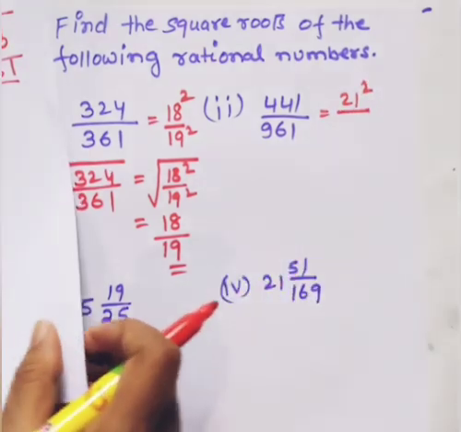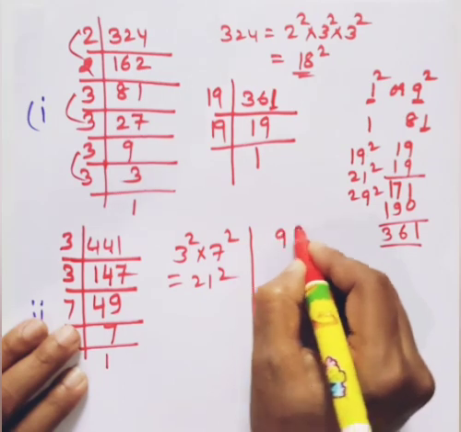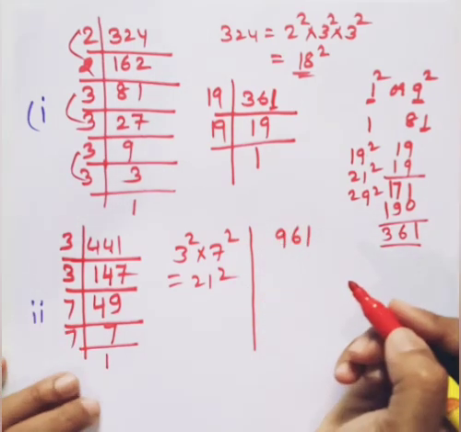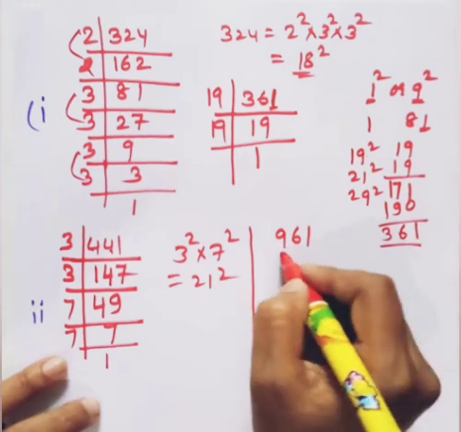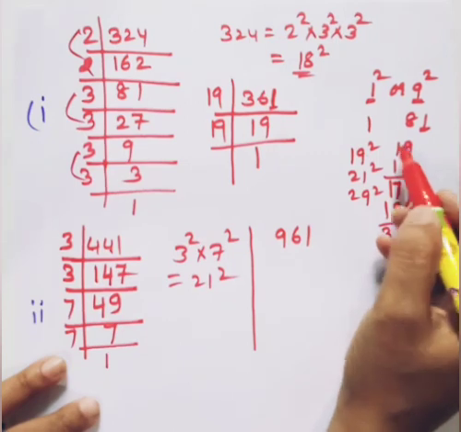Now we are having 961. Let us see how we can find the square root of 961. See here, 6 plus 1 is 7, 7 and 9, how much is it? 16. So it is not divisible by 3. Okay. Now again apply the same formula.